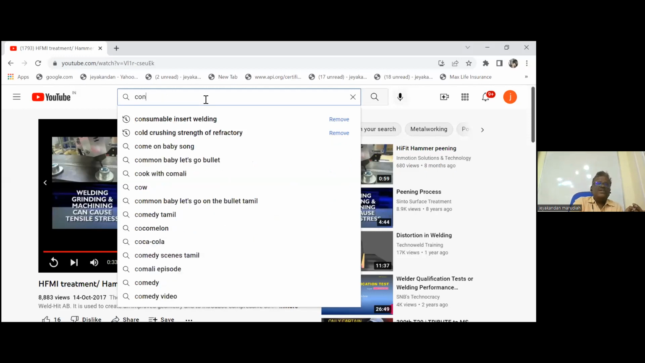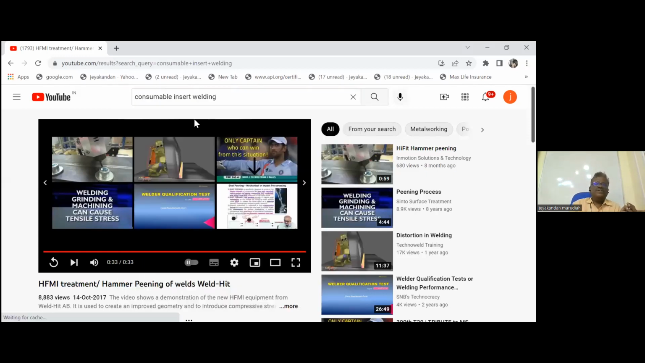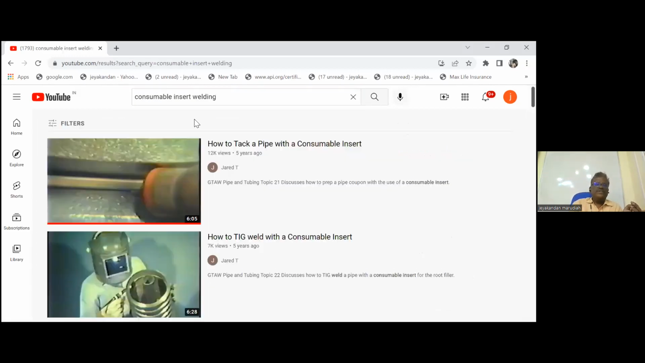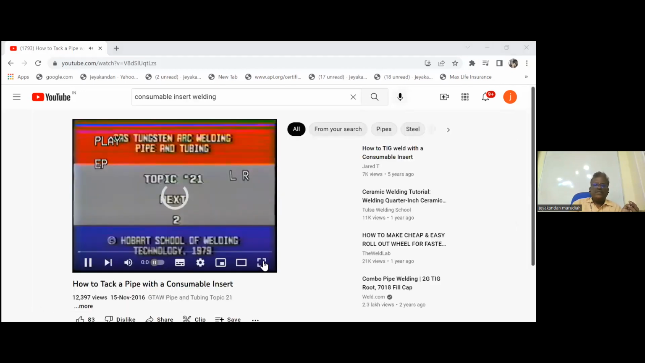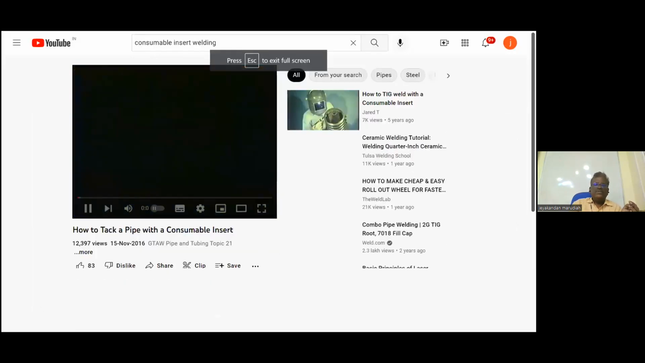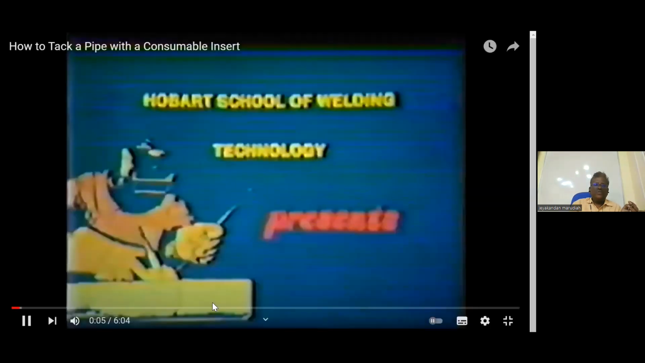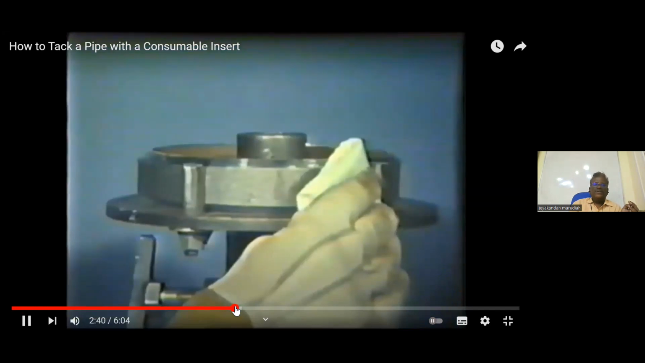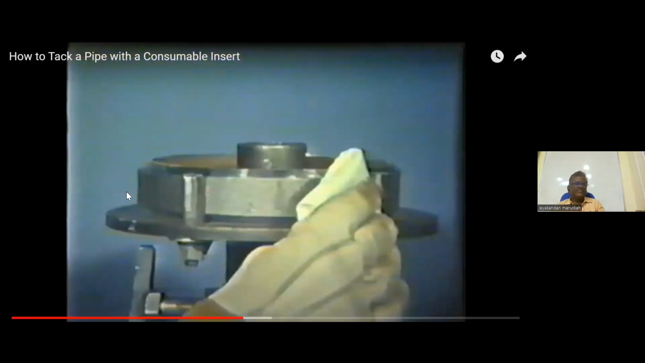I will show you, because I am repeatedly saying consumable insert. So this is the consumable insert used in GTAW. Avoid rust contamination. In addition, clean white gloves are recommended to handle the insert and keep off grease.